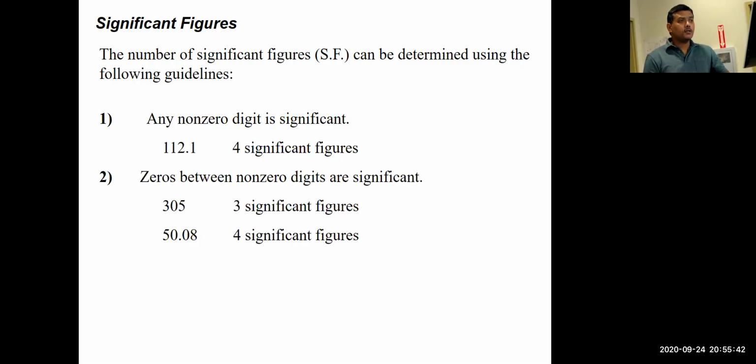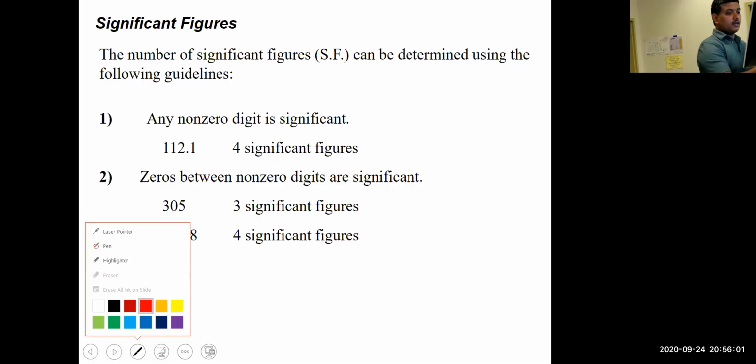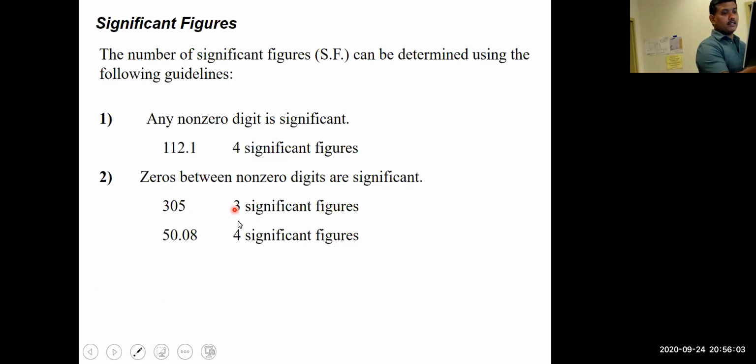Rule number 2 says that zeros between two non-zero digits are significant, just like rule number 1. It doesn't matter if you have zeros in the middle; they still make the whole number significant figures. So this number, 305, has 3 significant figures.